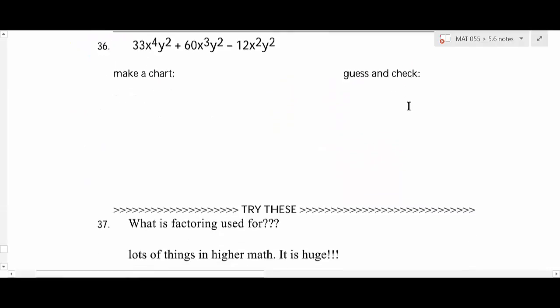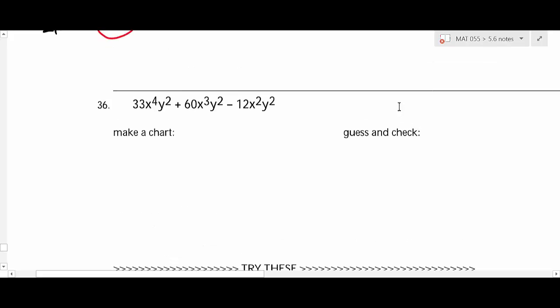Okay, so let's take a look at this one. This is a big messy one. This almost looks like the first problem that was on your quiz. It's not, it's a little different, but you start this the same way. So let's look at 33, 60, and 12. And let's see if we can figure out the biggest factor on that to begin with. Okay, so does anything come to mind?